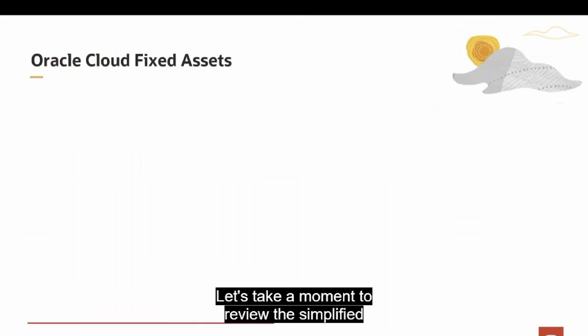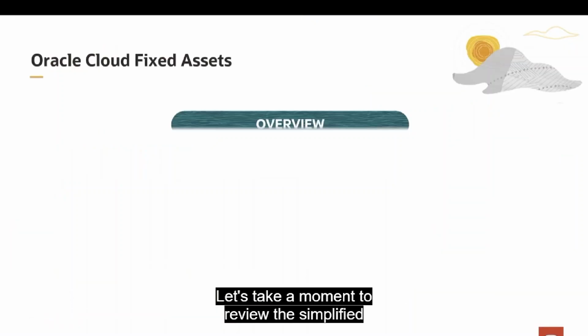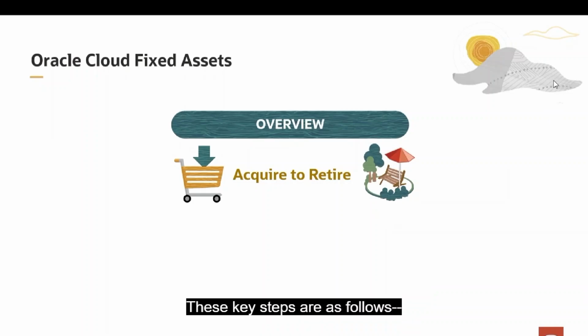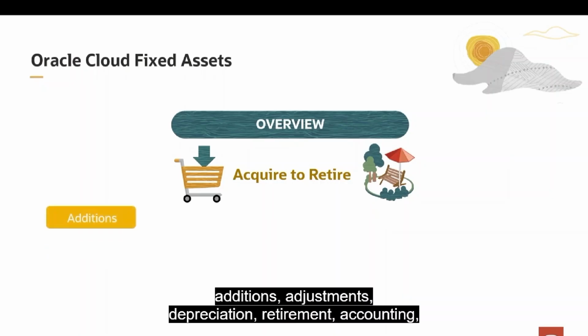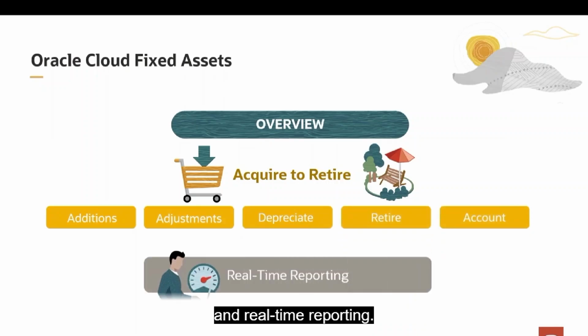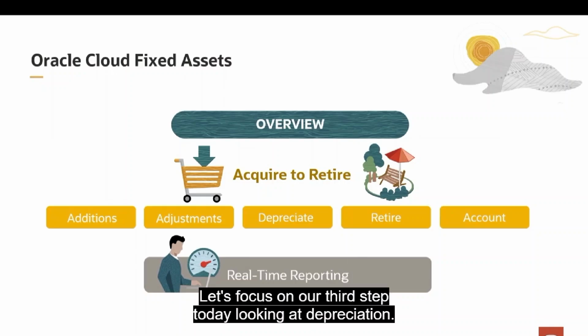Let's take a moment to review the simplified acquire to retire asset business process flow, consisting of 6 key steps. These key steps are as follows: additions, adjustments, depreciation, retirement, accounting, and real-time reporting. Let's focus on our third step today, looking at depreciation.